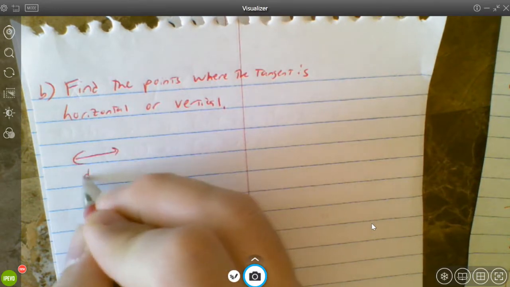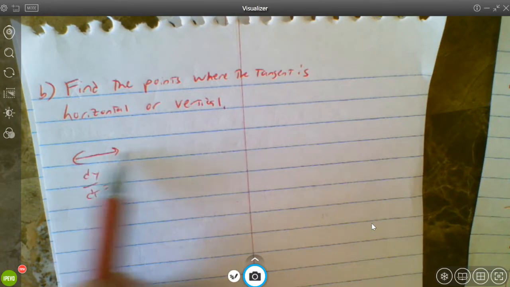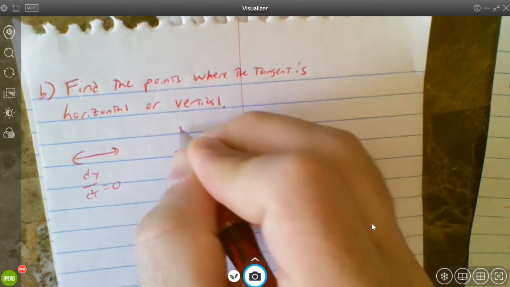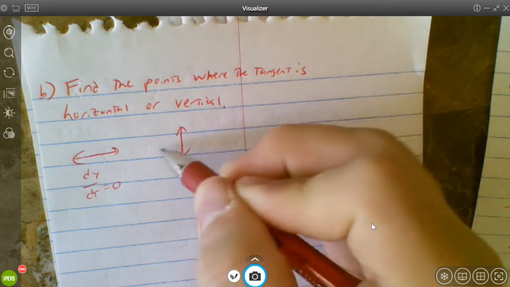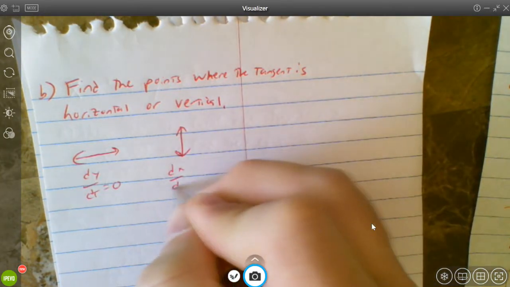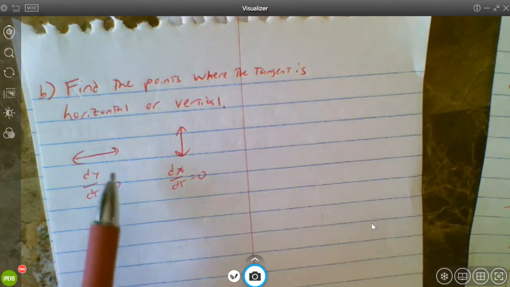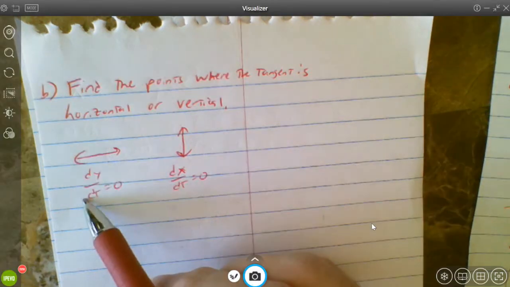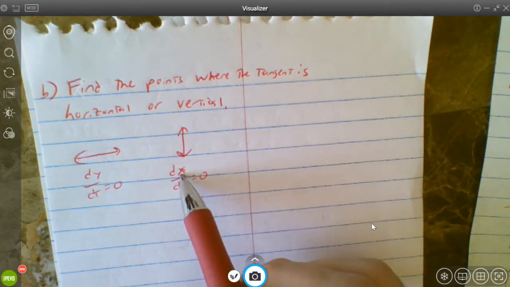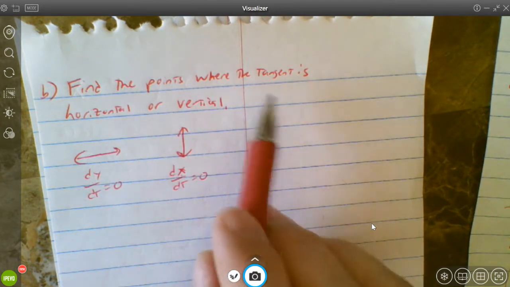So that means dy/dt is going to end up being zero here, and dx/dt is going to have some other value. Same kind of argument with a vertical tangent. Our vertical value may be changing, but our horizontal value is not changing. So my dx/dt is going to be zero here. When you do these, you want to look independently for when dy/dt is zero to make a horizontal tangent, and when dx/dt is zero to make a vertical tangent. Note that they can't both be zero, because then the particle would actually be at rest and wouldn't have a tangent line there.